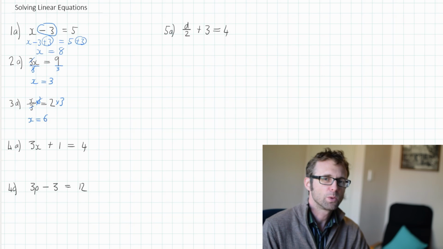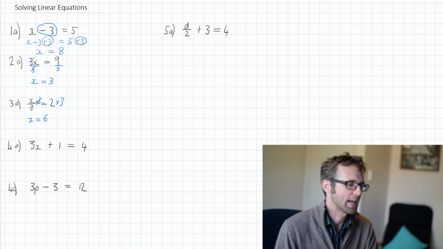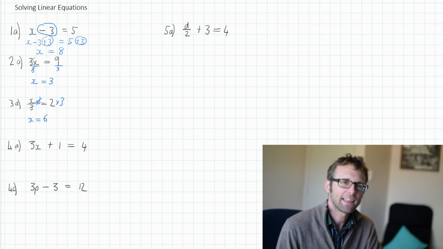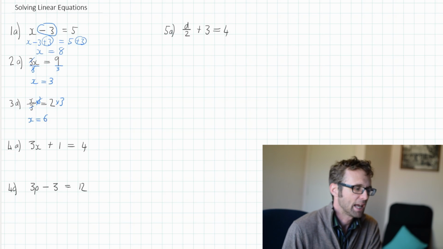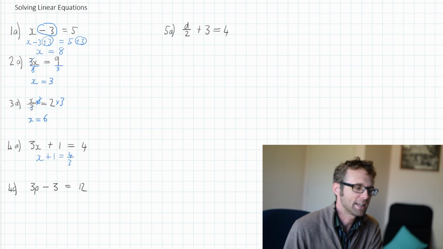Now we get to the ones where you've got a couple of different things going on at the same time. This one we've got 3 times x plus 1 equals 4. Now the mistake I see a lot of students making is they think, oh, I'll get rid of my 3 by dividing both sides by 3. And then they think, oh, that means that I've got, say, this. No. If you divide this whole right-hand side by 3, you have to divide this whole side by 3, which includes the 1. So I wouldn't probably approach it that way. I would probably approach it like this.